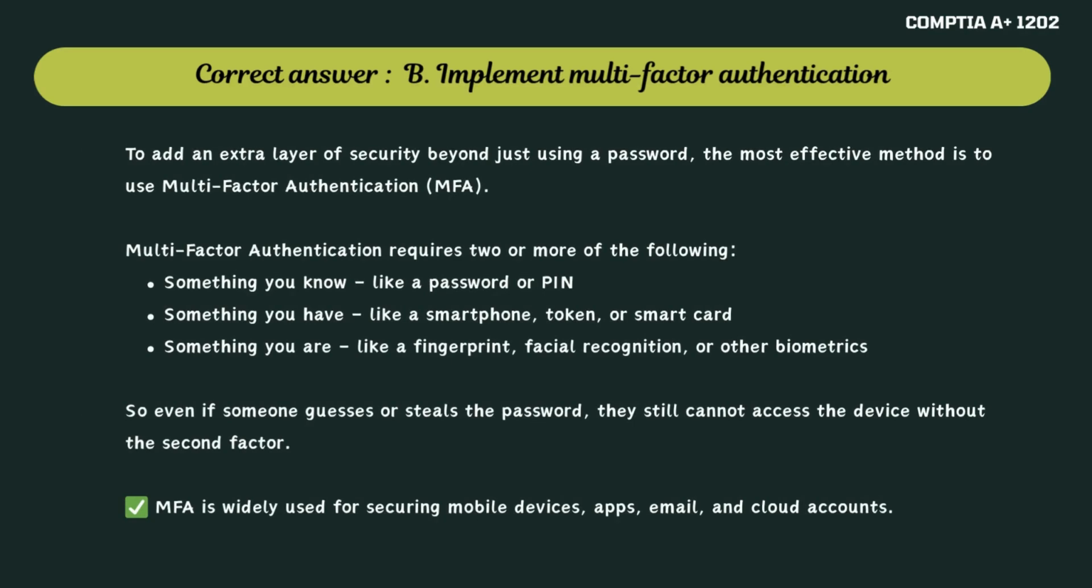To add an extra layer of security beyond just using a password, the most effective method is to use multi-factor authentication. Multi-factor authentication requires 2 or more of the following: something you know, like a password or PIN; something you have, like a smartphone, token, or smart card; something you are, like a fingerprint, facial recognition, or other biometrics. So even if someone guesses or steals the password, they still cannot access the device without the second factor. MFA is widely used for securing mobile devices, apps, email, and cloud accounts.